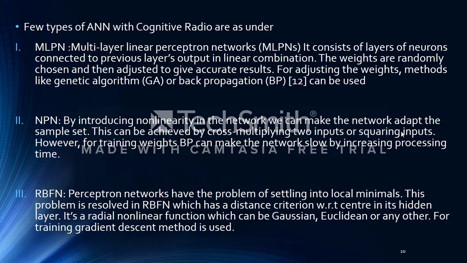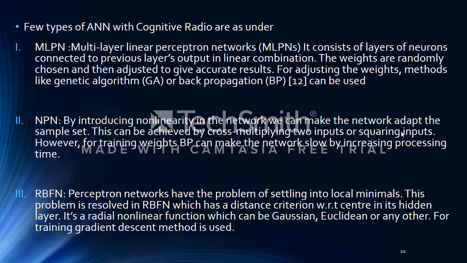Second one is the neuron perceptron network. By introducing nonlinearity in the network, we can make the network adapt to the sample test. This can be achieved by cross multiplying two inputs or squaring inputs. However, for training weights, backpropagation can make the network slow by increasing processing time.